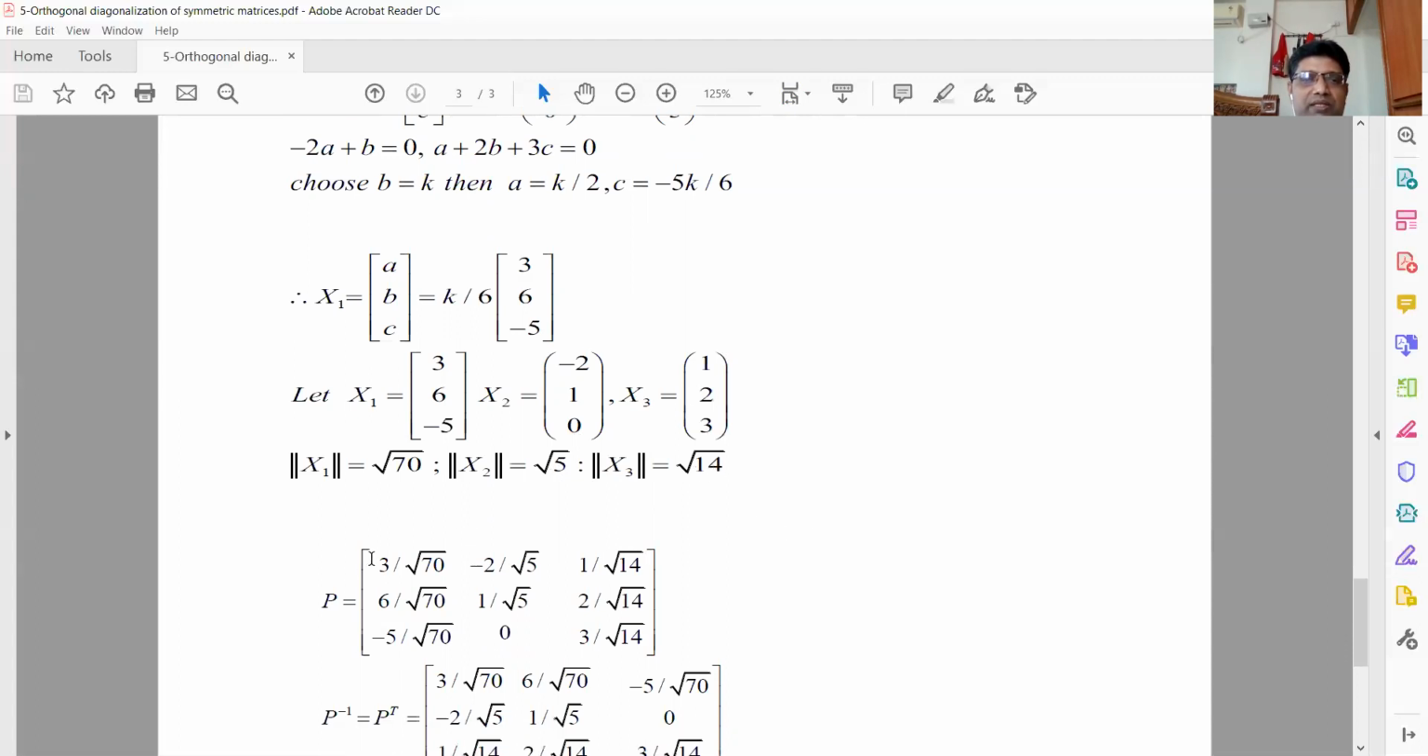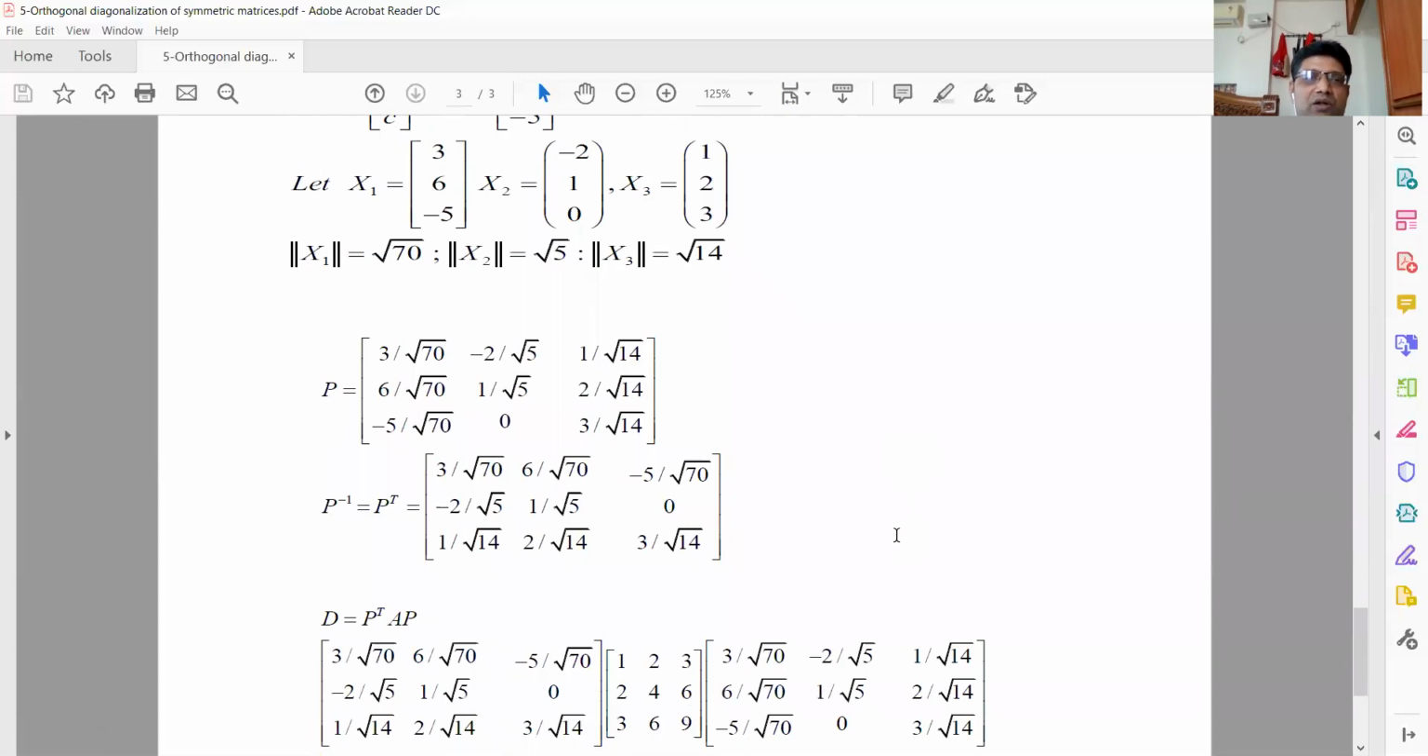Now I am going to construct the normalized model matrix. So the normalized model matrix P equals, earlier we were constructing just the model matrix, now it is the normalized model matrix. So x1, I have to divide by its norm. So 3 by root 70, 6 by root 70, minus 5 by root 70. Similarly, x2, I have to divide by its norm. So minus 2 by root 5, 1 by root 5, 0. Similarly, the third one, x3: 1 by root 14, 2 by root 14 and 3 by root 14. So now we got P here.